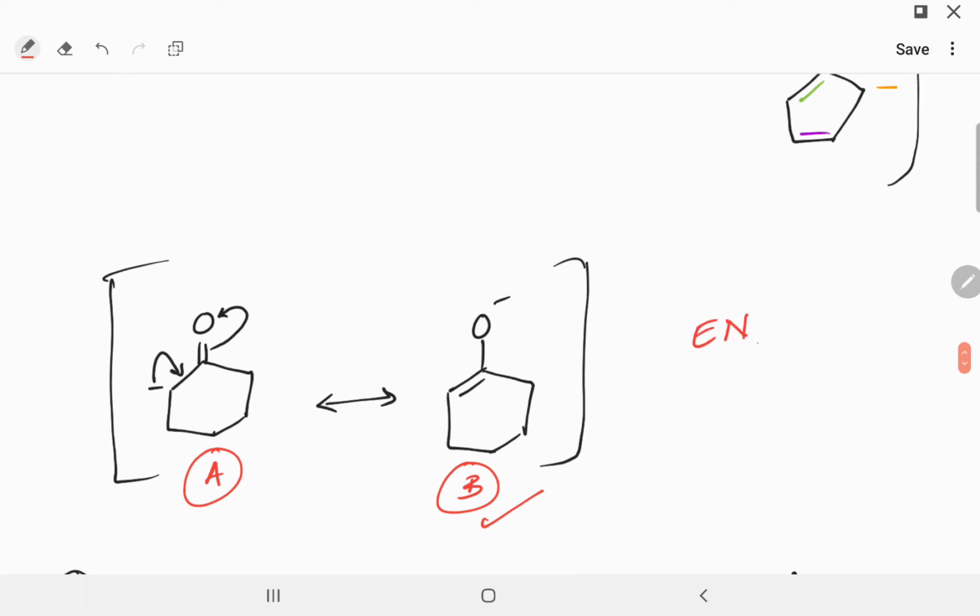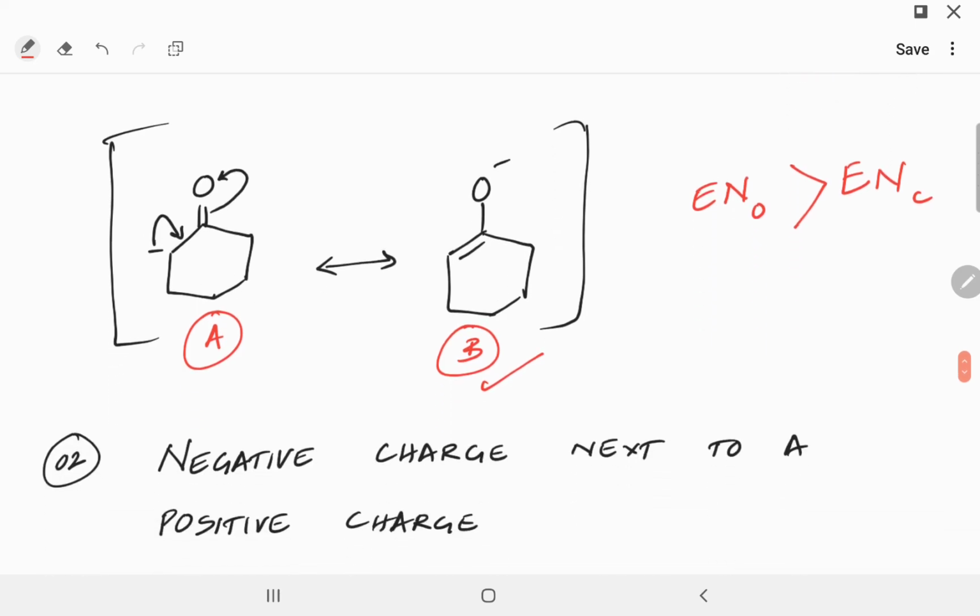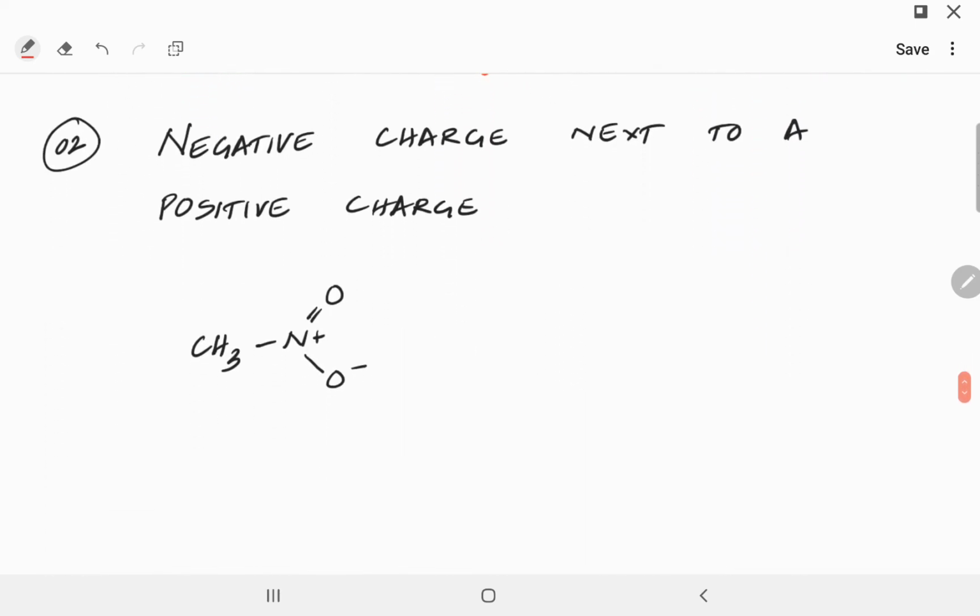the electronegativity of oxygen is way higher than the electronegativity of carbon. So therefore, if you have a negative charge, it prefers to stay on top of the more electronegative atom, which is oxygen. So your negative charge is on the more electronegative atom, which is the greedier atom, right? So resonance structure B is actually more stable as compared to resonance structure A. All right, let's try another example.